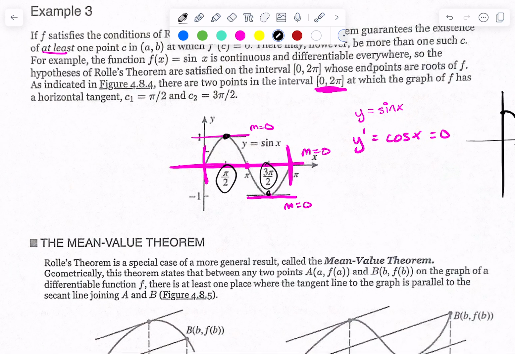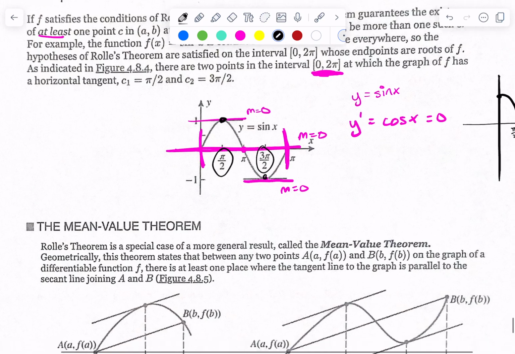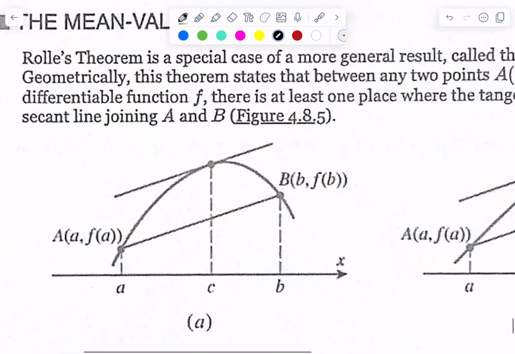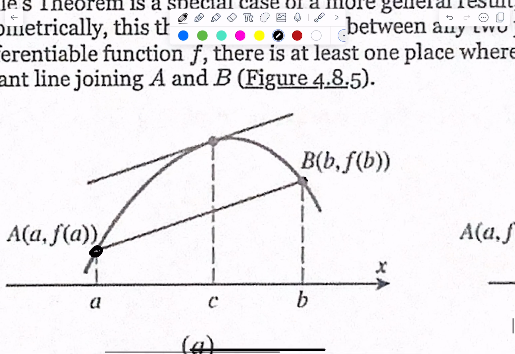Nice. So this example is here to show you that there may be more than one point where it has a horizontal tangent line. Okay, mean value theorem is the same as Rolle's theorem. It's just that these two points are not going to be horizontal from one another. So you have to do one extra step, and that is finding the slope first, right?